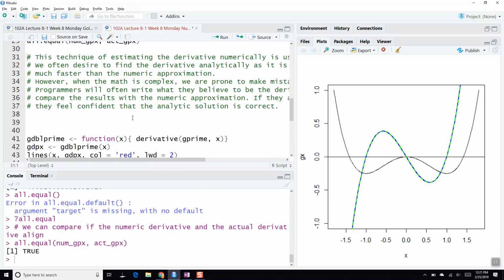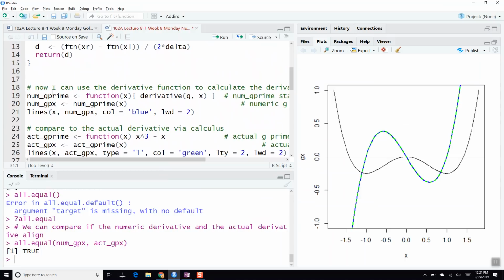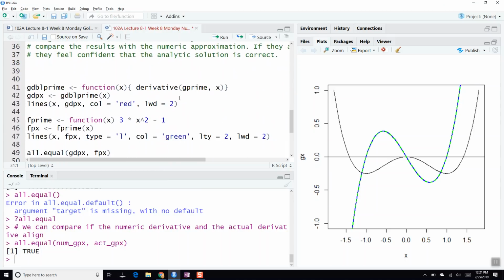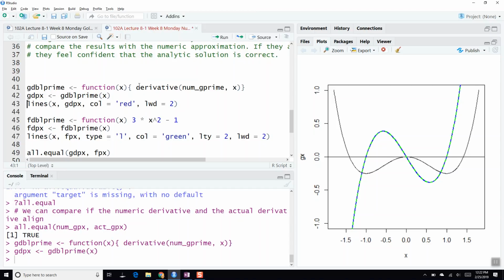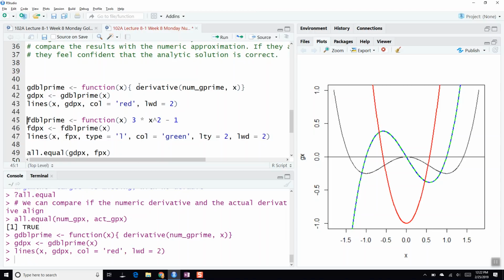And the thing about this derivative function is you can just keep applying it. Numeric g prime is the derivative applied to g, and I can say, let's call this double g prime, and I'm going to apply it to the numeric g prime function. The numeric g prime itself is a function, and I can apply the derivative function to that, and we'll call this g double prime. Sorry, this should be f double prime. Then we can graph g double prime, and as expected, the derivative of a cubic function looks quadratic. All we're doing is taking the derivative and applying it to the numeric g prime function.